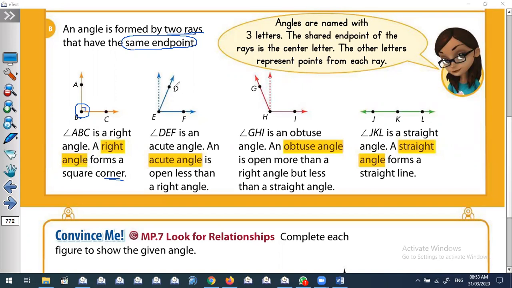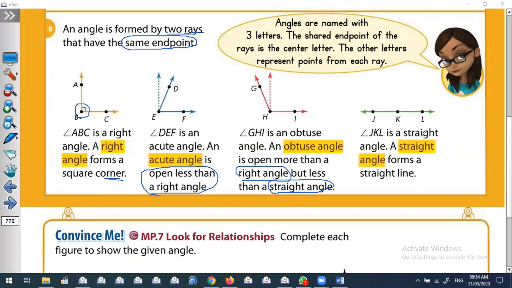This angle, its name is DEF, angle DEF, or angle FED, is an acute angle. An acute angle is open less than a right angle. Obtuse angle, GHI, or I can say IHG, is an obtuse angle. An obtuse angle is open more than the right angle, but less than the straight angle.